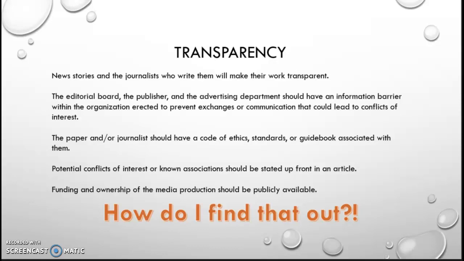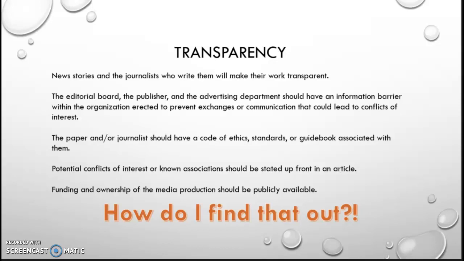Transparency is also really important, because news stories and the journalists who write them will make their work transparent. The editorial board, the publisher, and the advertising department should have an information barrier within the organization erected to prevent exchanges or communication that could lead to conflicts of interest. The paper and the journalist should have a code of ethics, standards, or guidebook associated with them, and we're going to go through that a bit later as well. Potential conflicts of interest or known association should be stated right up front in any article.